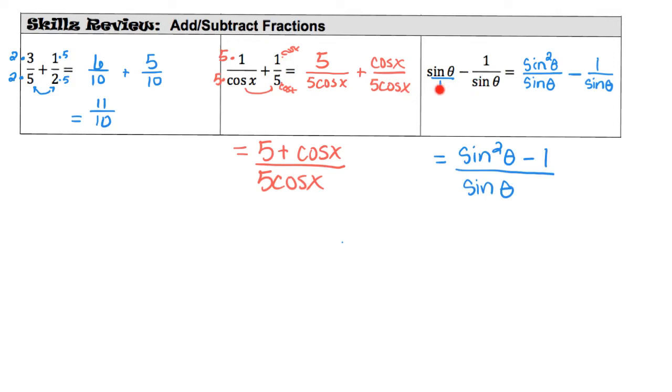Okay, I created my common denominator by multiplying my denominators. I multiplied the first fraction by sine over sine, so I got sine squared of theta over sine of theta. And then I subtracted my fractions, subtracting my numerators, keeping my common denominator.